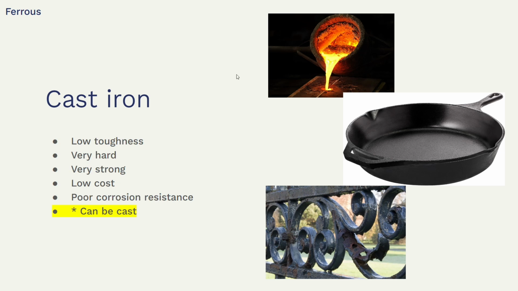Let's take a closer look at cast iron. Cast iron has low toughness, it's very hard and very strong, and has a low cost. It also has poor corrosion resistance, which is why you usually see it being painted over. One thing about cast iron is, well, it can be cast, as its name suggests. This means it can be melted and poured into a mold to create a desired shape. It's commonly seen being used for pans and pots, and railings and fences, that sort of stuff.